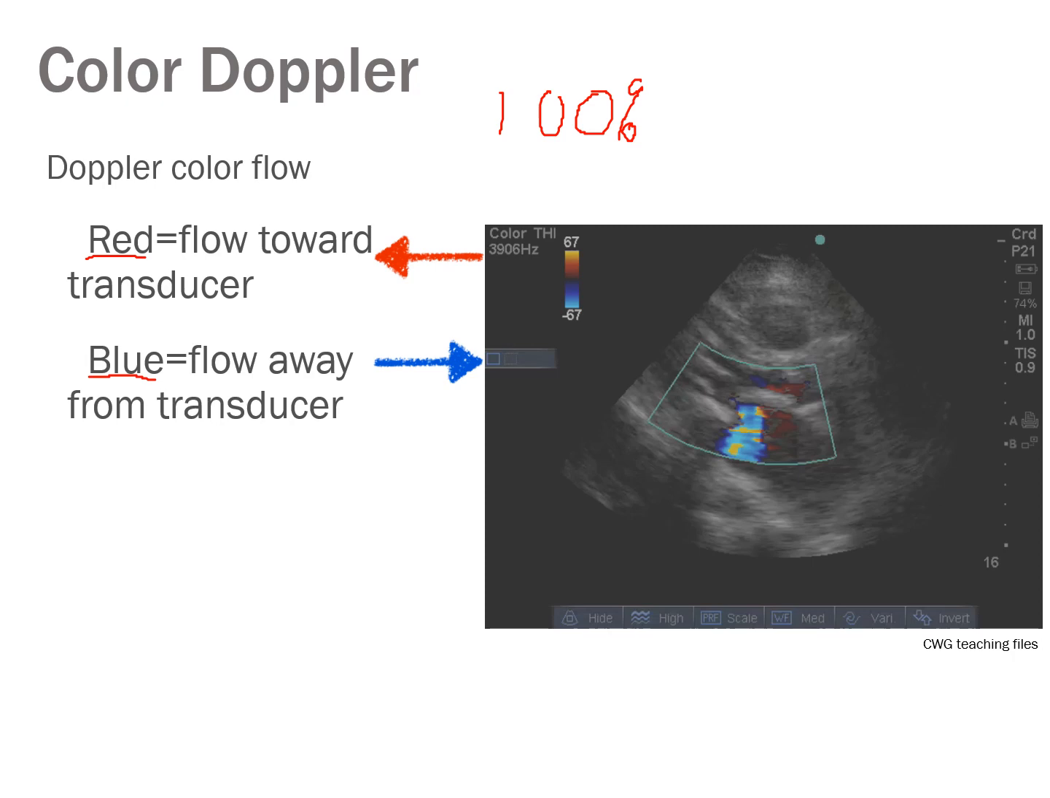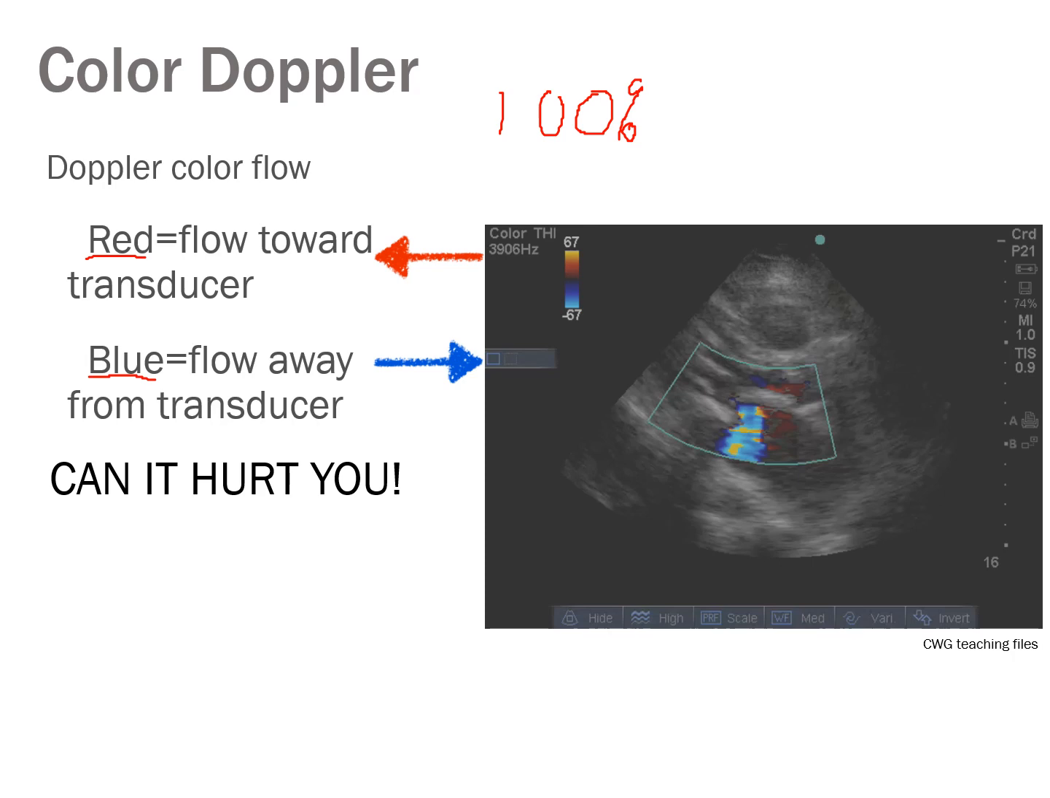If you're scanning perpendicular to the substance, you may actually see something show up as black, even though you know it should have flow in it. And that's because it's using math, which would mean that at a 90-degree angle, the cosine of 90 is going to be 0. So you have to have your probe at some angle to the flow pattern in order for color Doppler to be effectively detected.